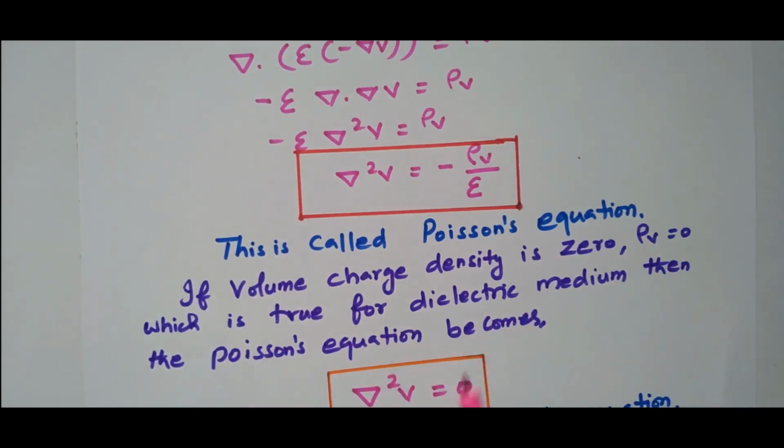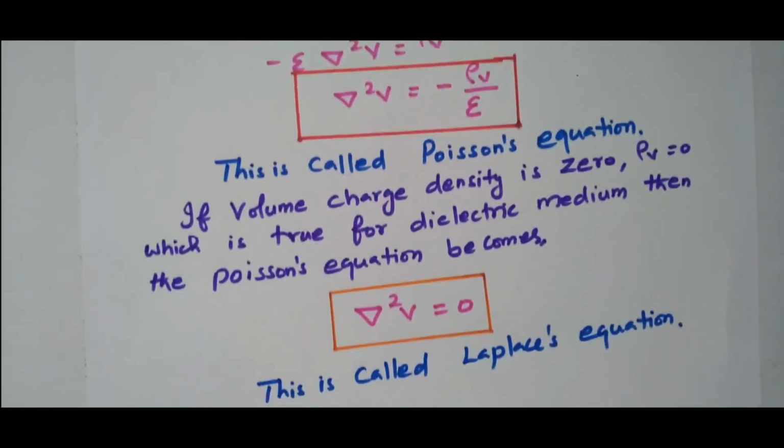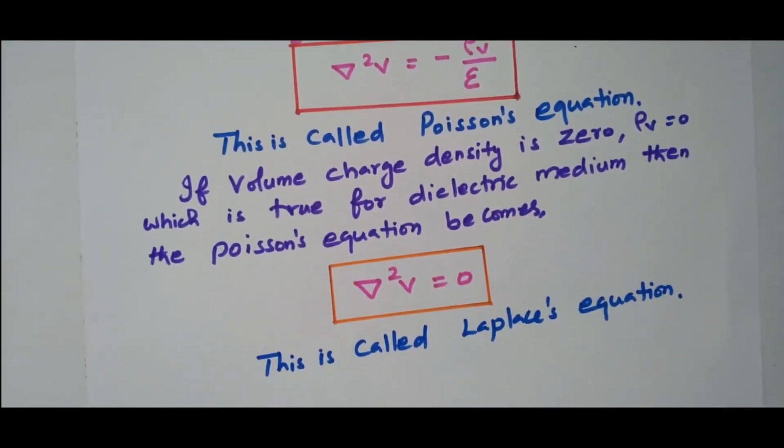Then the Poisson equation becomes ∇²V equals 0, right? So in the above Poisson equation, if the charge is 0, that is nothing but a dielectric medium. The charge is 0 means it's a dielectric medium, so the Poisson equation becomes ∇²V equals 0. The charge is 0. So this equation is represented as the Laplace equation. ∇²V equals 0 is nothing but the Laplace equation.